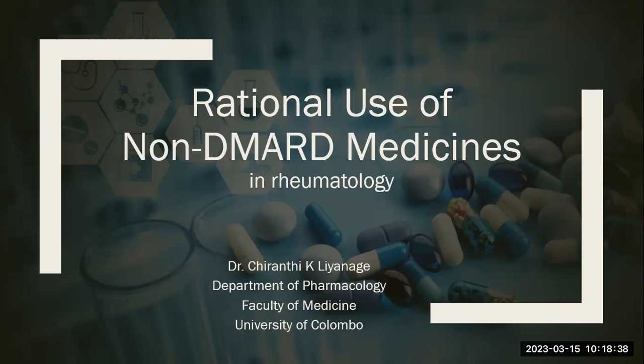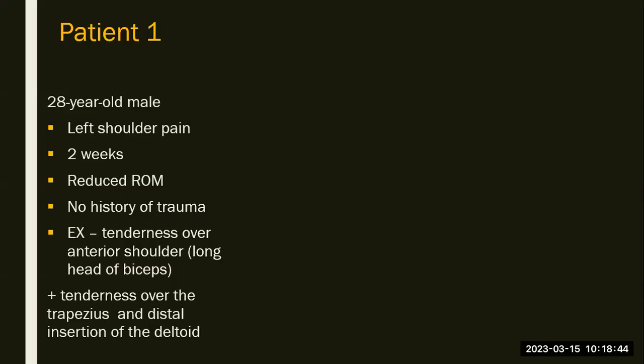So let us start with a couple of cases, patients that we very commonly see in rheumatology practice. This is a young chap who comes with shoulder pain for just 2 weeks with limited range of motion. He's unable to move his shoulder as much as he used to, and there's no history of trauma. We examine him. There's tenderness, particularly over the long head of biceps.